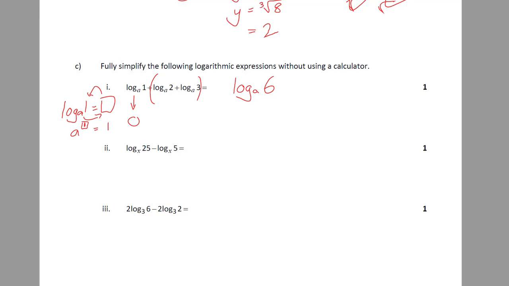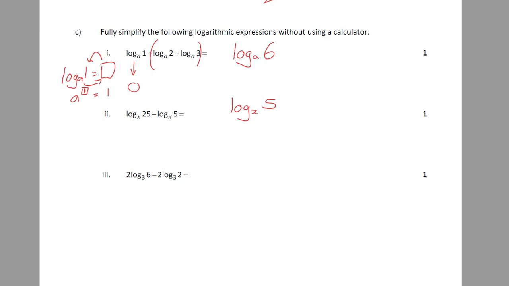Log x of 25 minus log x of 5. Well, we said if we plus these logs, they come together as times. If we minus them, they come together as divide, as long as they're the same base, and they are. 25 divided by 5 is a 5. Can I answer that? X to the what gives 5? No, I can't. I'm finished. Next one looks similar, but no one ever mentioned numbers out the front with my log laws.